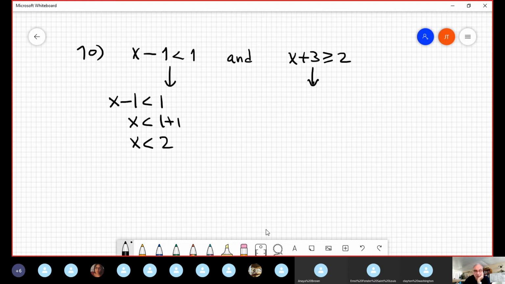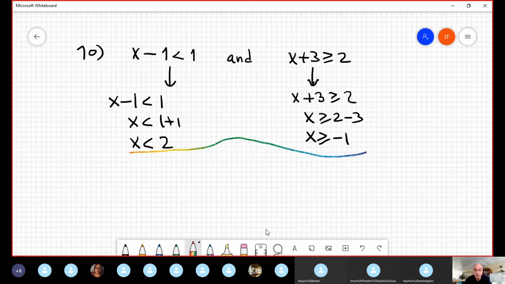I move on to the second inequality. Exactly the same. I copy again and try to solve for x. I move 3 to the right-hand side like a -3. Therefore, x is greater than or equal to -1.